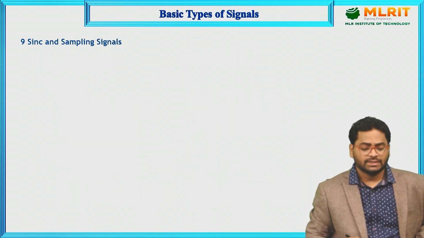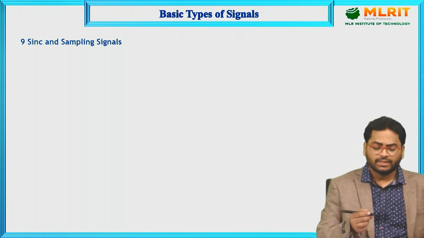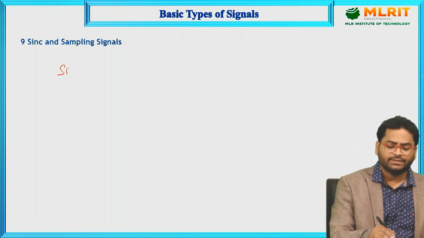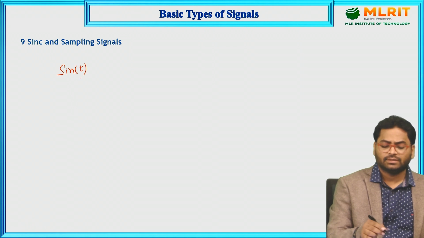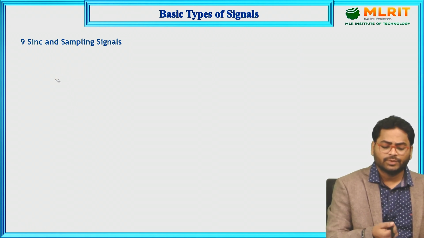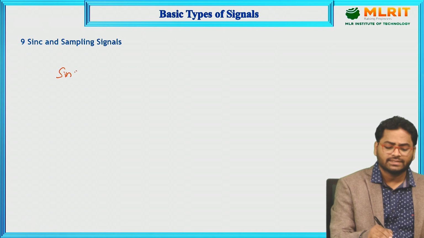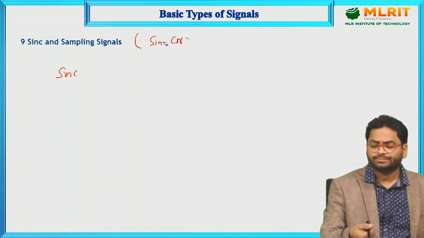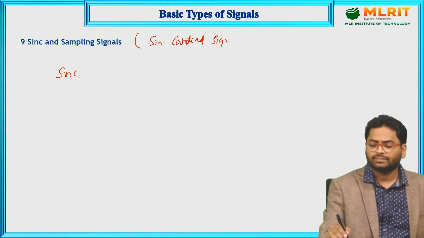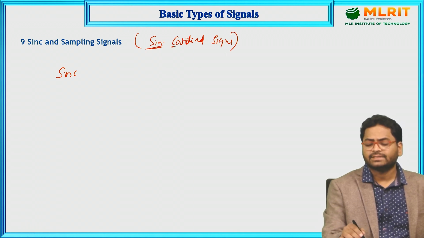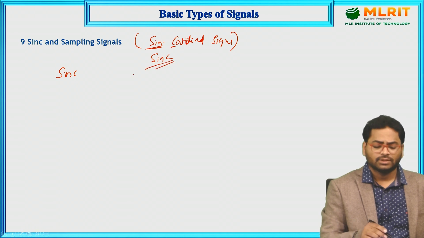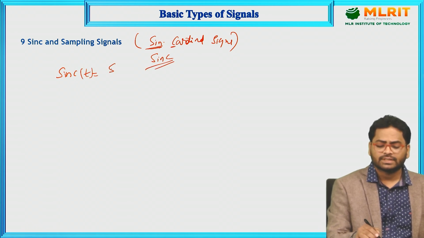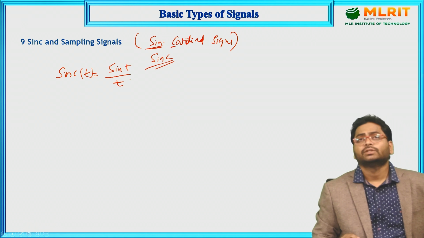Coming to the next one, sinc and sampling signal. Sinc, you can write it as S-I-N-C. Generally, sinc means a sine cardinal signal. By combining sine and cardinal, we call it a sinc signal. So, sinc of t is equal to sine t by t. So, this is the representation.